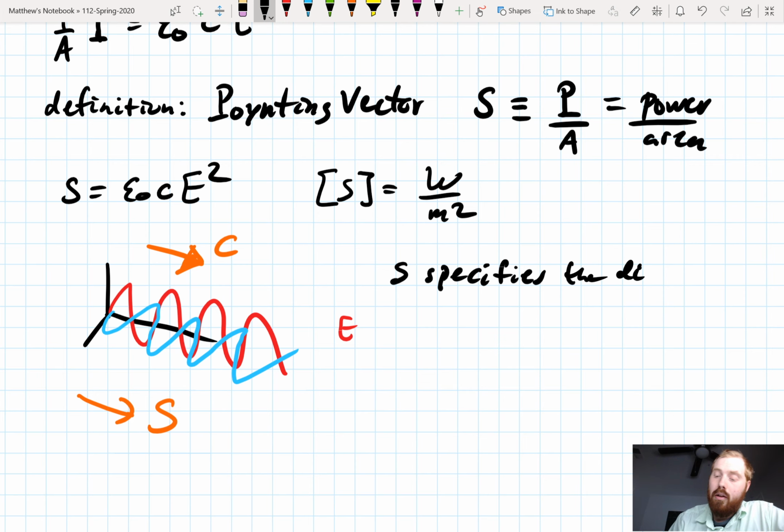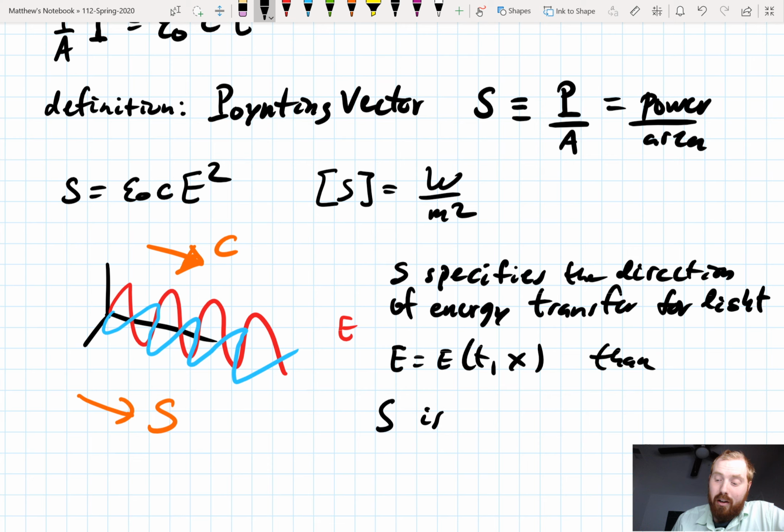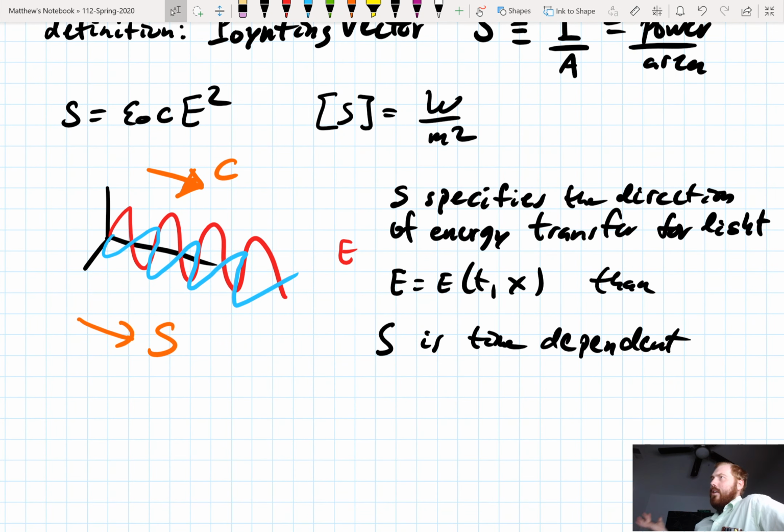So that specifies the direction of energy transfer. Right? But recall, if E is some function of time and position, then S is time dependent. Well, you're standing outside, basking in the glorious sunlight, and all you care about is just how much energy has come to you on average, not all the different individual wiggles. So what we measure is the average of S.